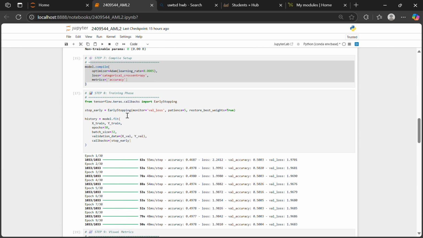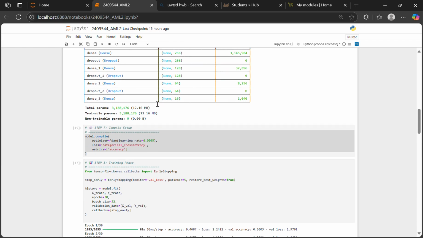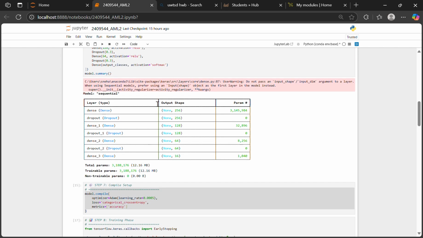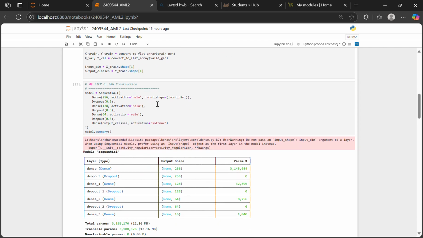This is the training phase. We can see the Keras callbacks and import early stopping, and this is the chart of the ANN construction.